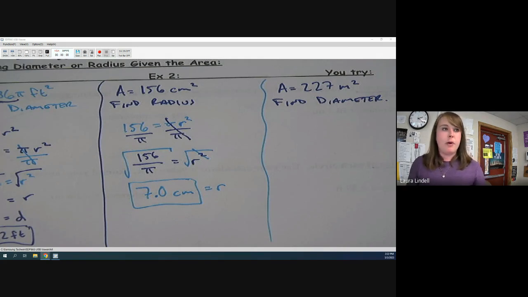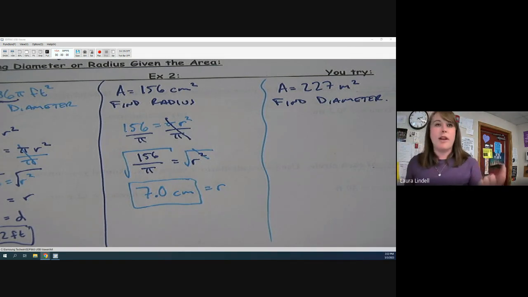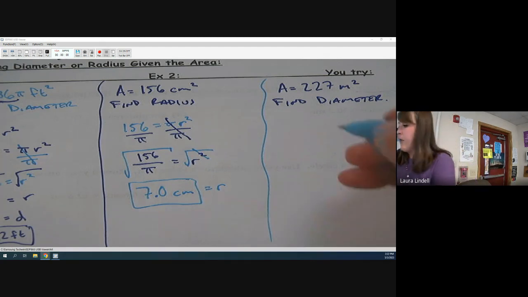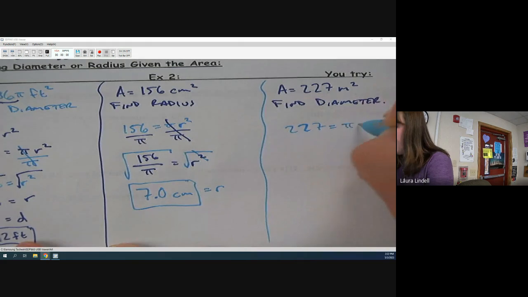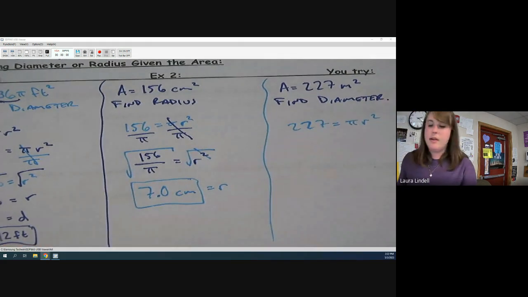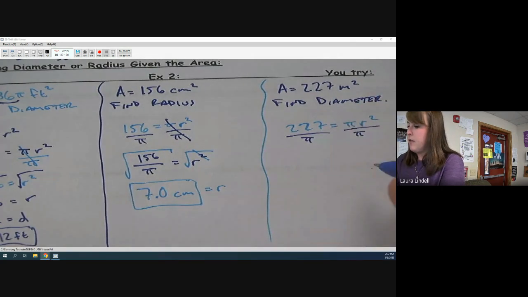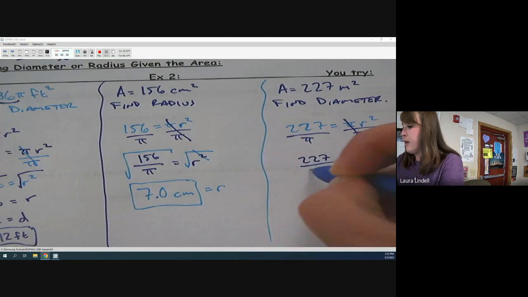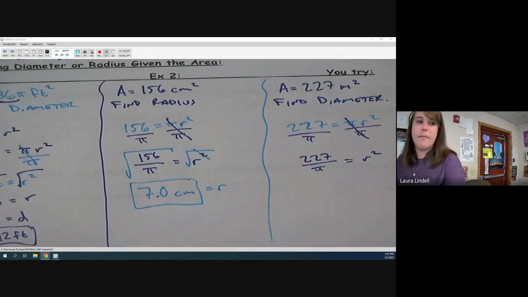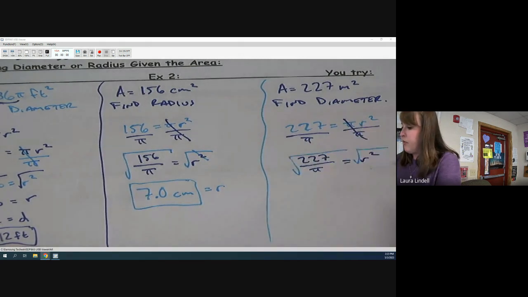All right, hopefully you paused it and tried it on your own. Let's see how it's done. Same process as the last one, just one extra step at the end. So 227 equals pi r squared. Divide by pi on both sides. And we're left with 227 divided by pi equals r squared. Square root on both sides.